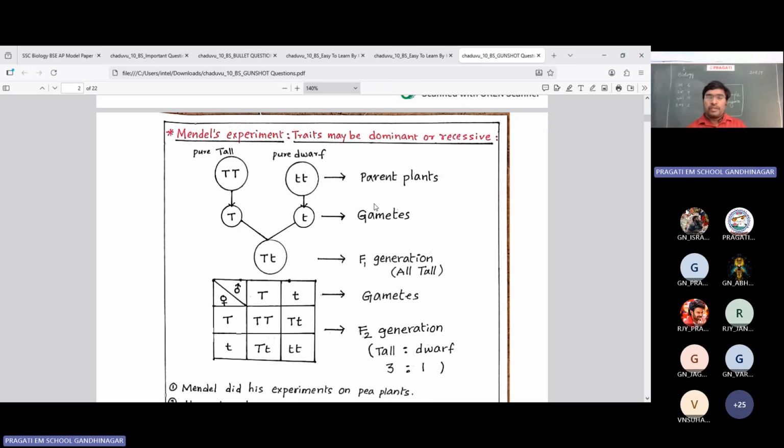As we know, what is the F1 generation's resultant condition? All plants are tall plants. Why? Because here the capital T represents the dominant trait. Wherever the capital T is there, that is the dominant trait, so in the F1 generation, all plants are tall plants. So what is the ratio of the F1 generation? 1:1, as we know. Okay, next.